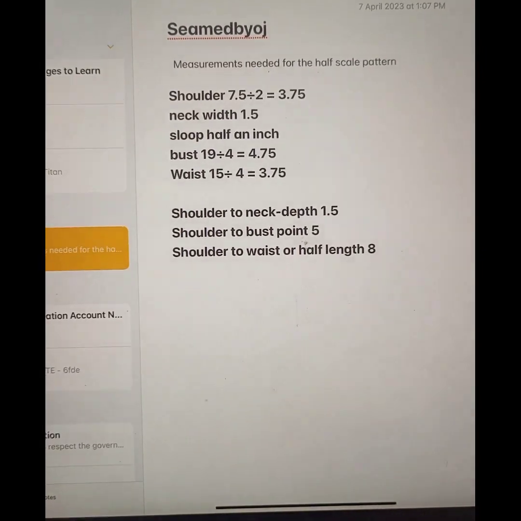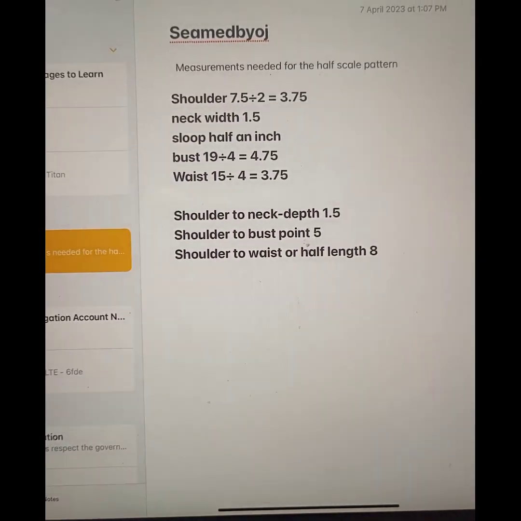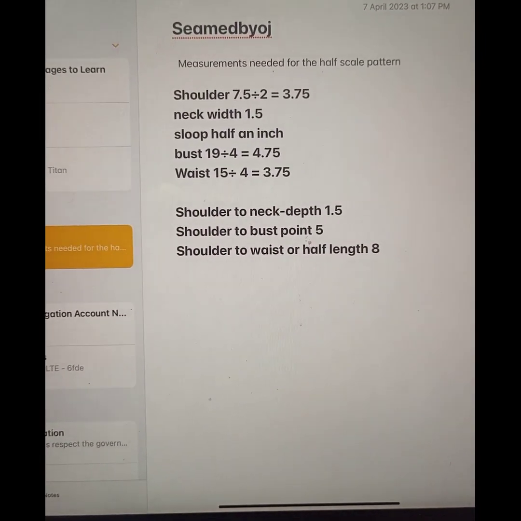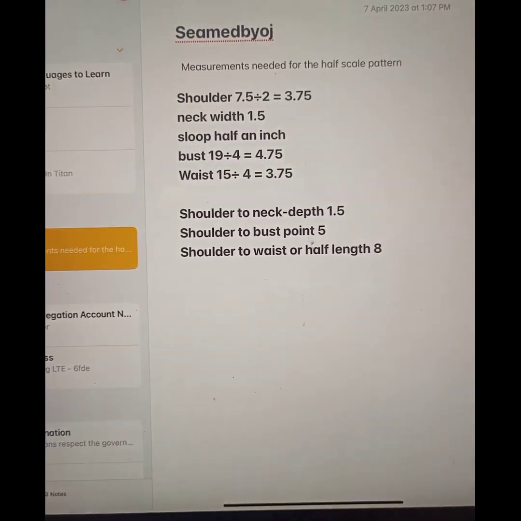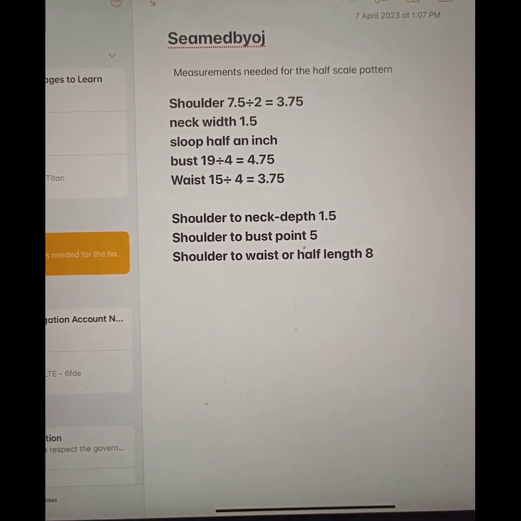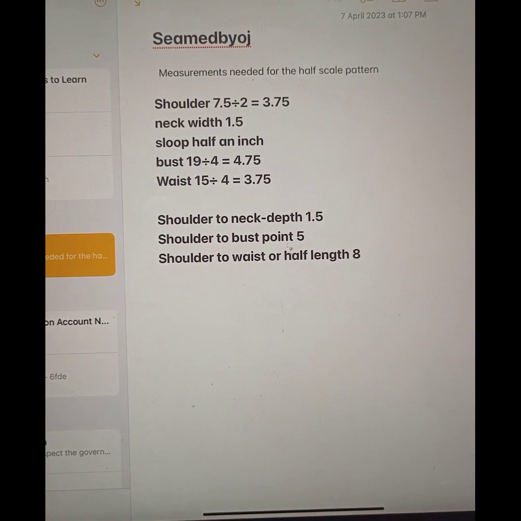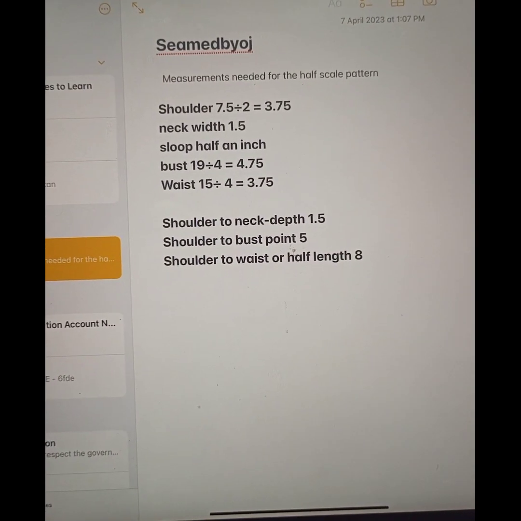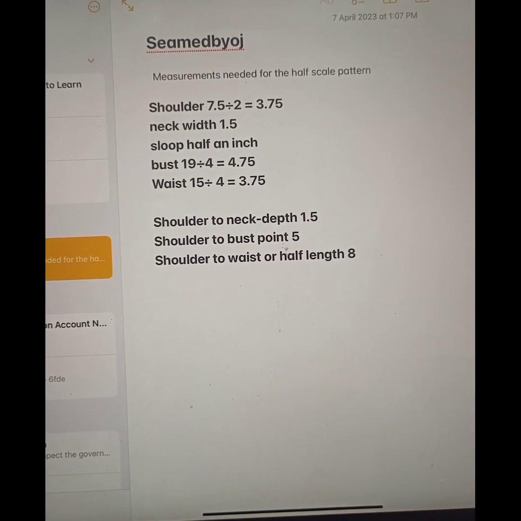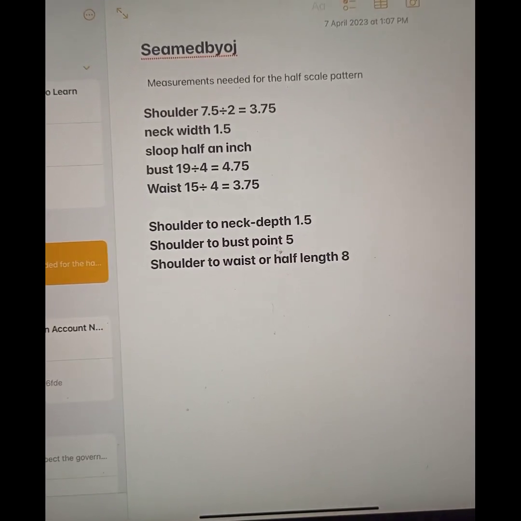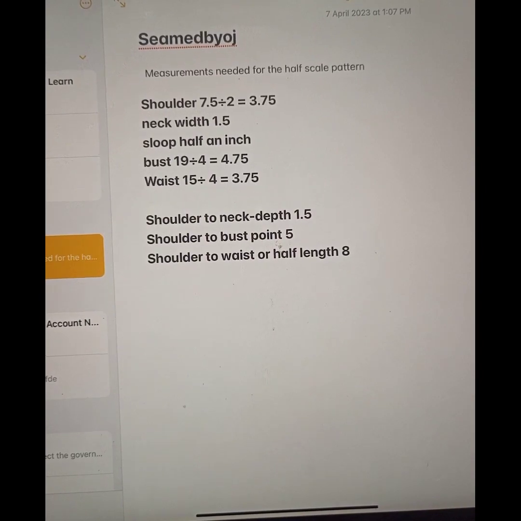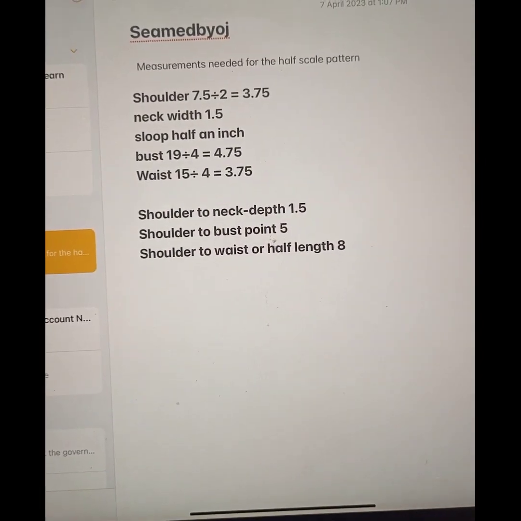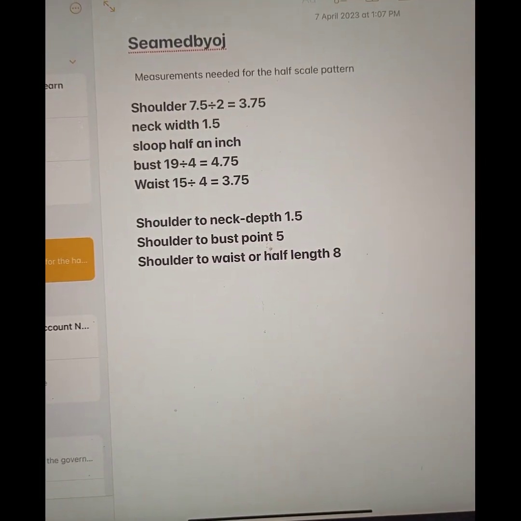Then my waist, my actual waist is 30, divided by 2, I have 15. Then because I'm going to draft a half scale pattern, I divide my waist by 2, which I have 15. So 15 divided by 4, I have 3.75.